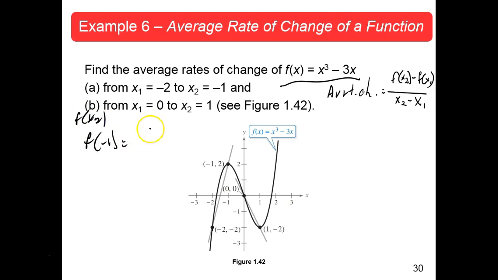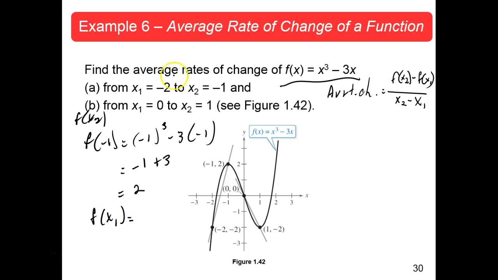Say again? Negative 1 cubed minus 3 times negative 1. Okay? Negative 1 cubed is negative 1. Minus 3 times minus 1 is plus 3. So the f of minus 1 is 2. Got it. And look there, that's how we got the 2 there. Okay? Now, then do f of x1.